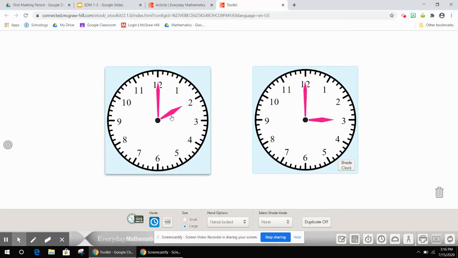Just a reminder that the short hand is the hour hand, so that's pointing to whatever hour it is, and then the long hand is the minute hand that we're going to be looking at. That shows us how many minutes have gone by in that hour. So let's take a look.